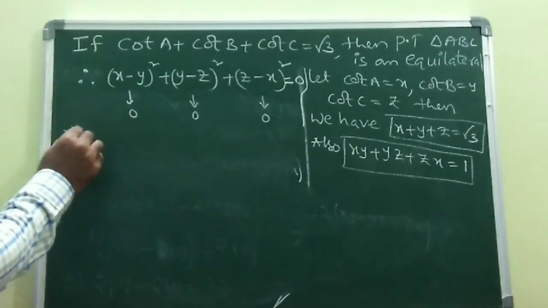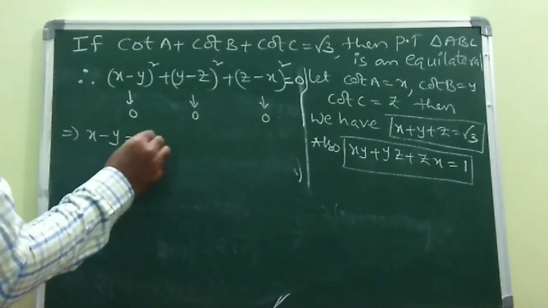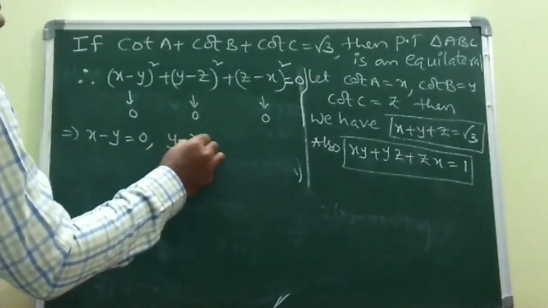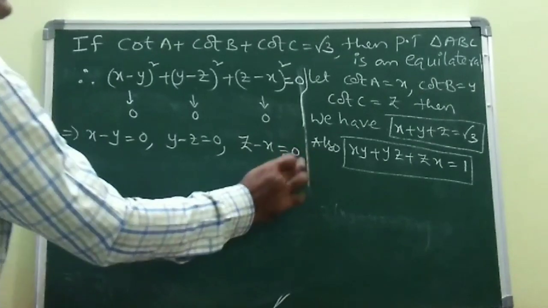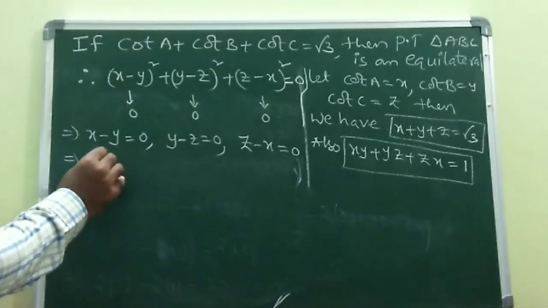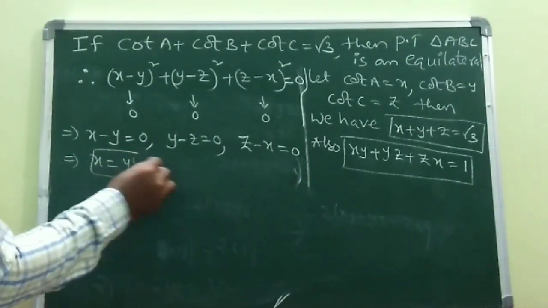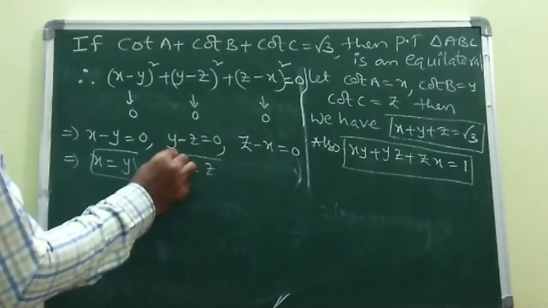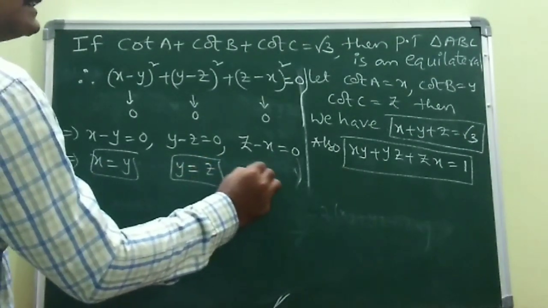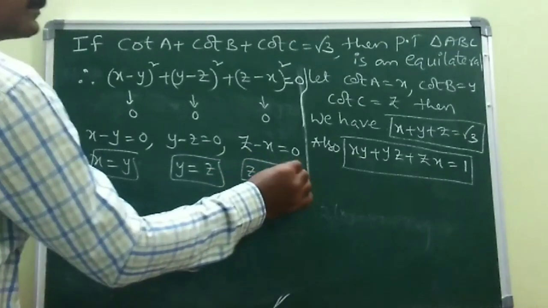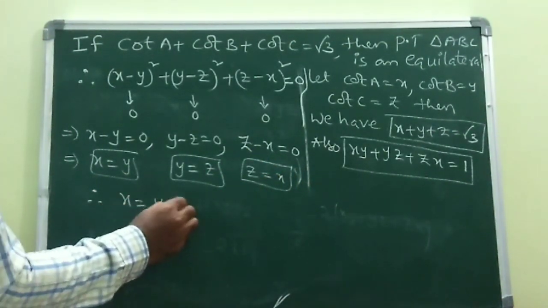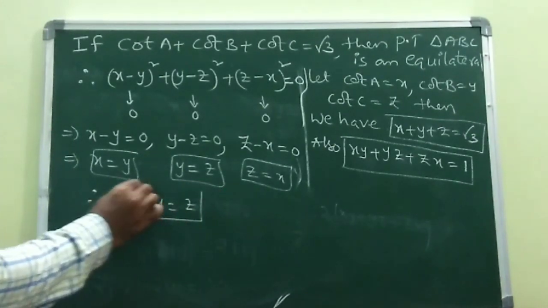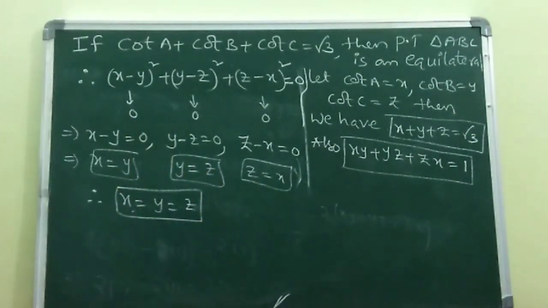Hence from this I can say that x minus y is equal to 0, y minus z is equal to 0, and z minus x is equal to 0. So from this x is equal to y, from this y is equal to z, and from this z is equal to x. Isn't it? So therefore I can write that x is equal to y is equal to z. So all the three things are equal. x, y, z are equal.